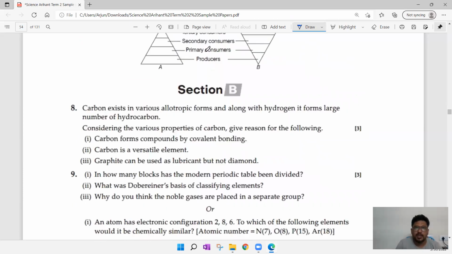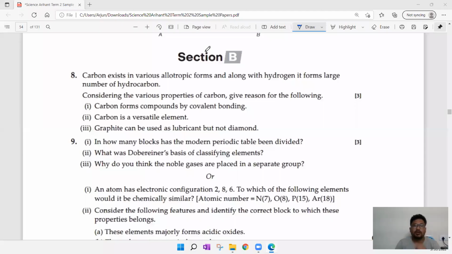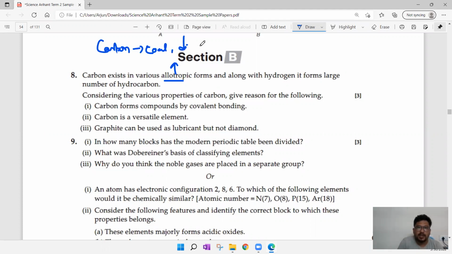In section B, we have 3-mark questions. Okay, in section B, 8th question, if you observe, carbon exists in various allotropic forms. So what is meant by allotrope? The same element, the same substance, obtained in different forms. For example, carbon can be obtained in the form of coal, diamond, graphite, etc. And also in the textbook you got C60, Buckminsterfullerene, where 60 carbon atoms form a football shape. Okay, that is allotropes, leave it.